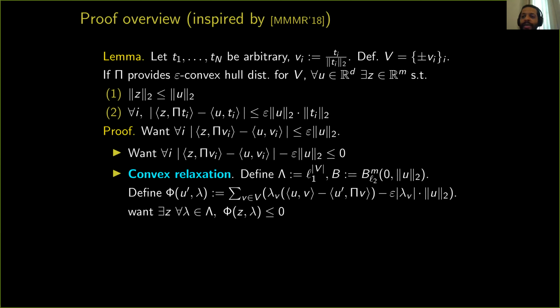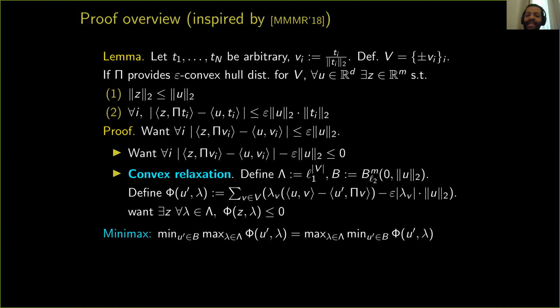Okay. So why did I do that? It seems like I made my life harder. But the reason I did that is because now I can apply a minimax theorem. A minimax theorem says, look, if I'm optimizing over a convex function in a convex domain, I basically can swap the order of the min and the max.